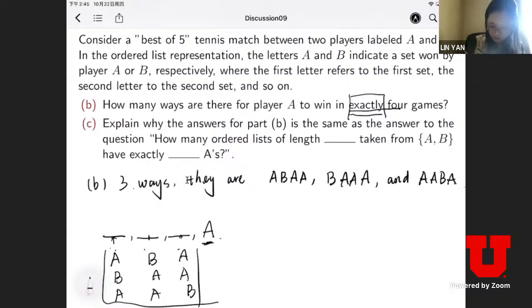So this one is very similar as we need to choose 2 from 3. So 3 choose 2. That means we have 3 seats and we should choose 2 seats to put A on.